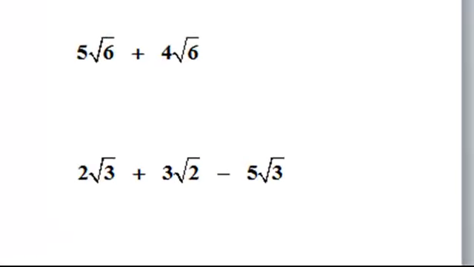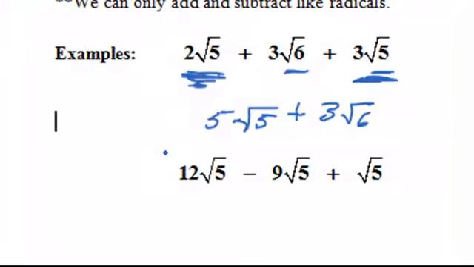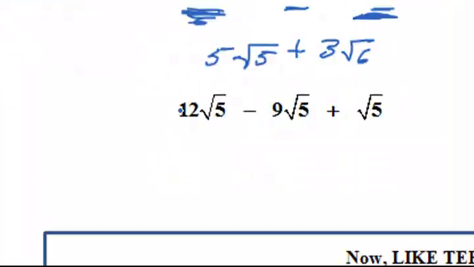Okay, see if you can do the next one. Next one, they're like radicals, aren't they? So we can just add them. We have 5 of these plus 4 of these. We have... Okay, now what's your question on this one? We assume that there is a 1 outside of the radical, just like an x. If you had just an x, it's like a 1x, right? So we have 12 of these minus 9 of them plus 1 of them. We have 4 of them.